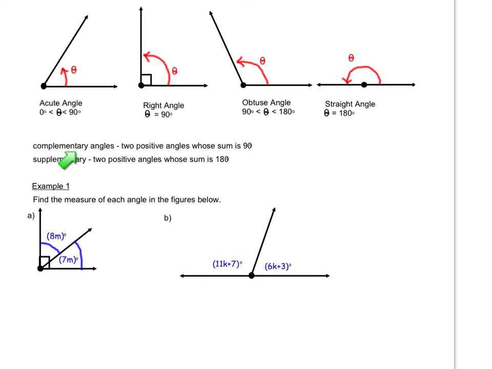Now hopefully you remember what complementary angles are, but in case you don't, remember they're two positive angles whose sum is 90 degrees. So that's two acute angles whose measures add up to 90 degrees. So if you put them together, they form a right angle. And supplementary angles are two positive angles whose sum is 180 degrees. So you could have an acute angle and an obtuse angle, and you put them together and they make a straight angle.